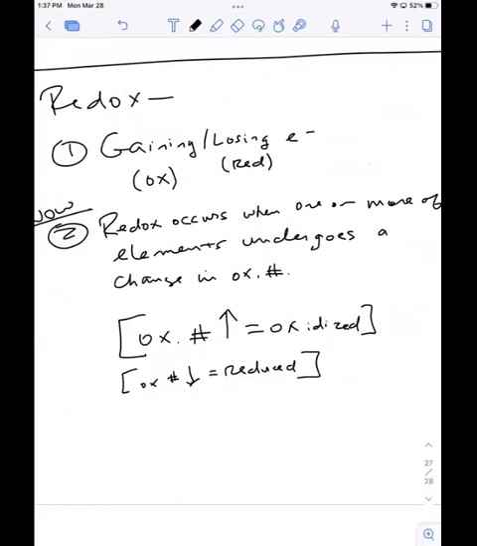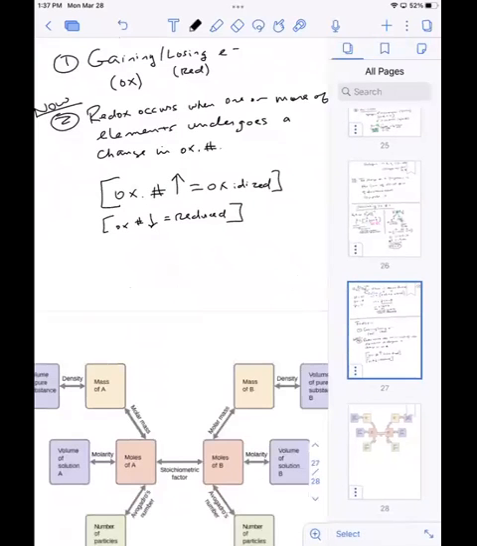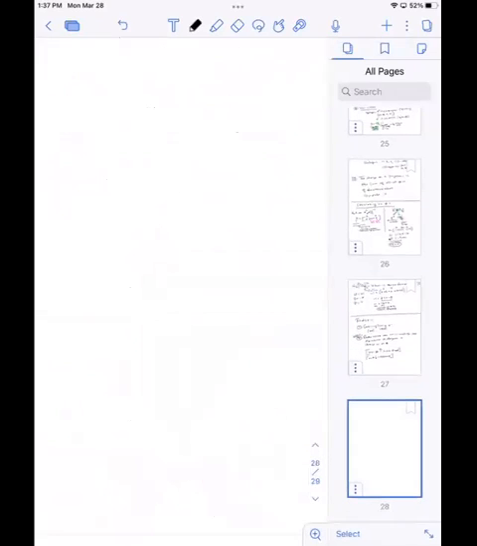Right? So now we're going to look at a couple of examples of determining whether or not something is a redox reaction. That's important because we need to be able to say whether or not a reaction is a reduction-oxidation reaction. And the way you tell that is this: in a redox reaction, one or more elements is going to have a change in oxidation number.